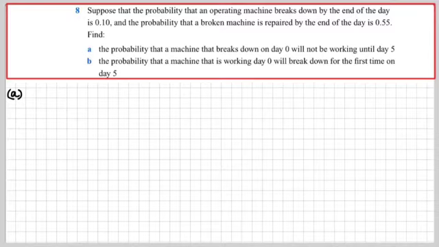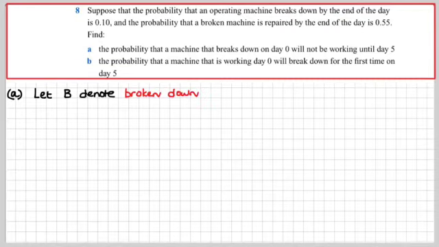Suppose that the probability that an operating machine breaks down by the end of the day is 0.10, and the probability that a broken machine is repaired by the end of the day is 0.55. Okay, find the probability that a machine that breaks down on day 0 will be not working until day 5. Okay, will be broken down until, I presume that means the end of day 5. We'll have to look at that in a moment. B: the probability that a machine that is working on day 0 will break down for the first time on day 5. Alright, well that seems reasonable, doesn't it?